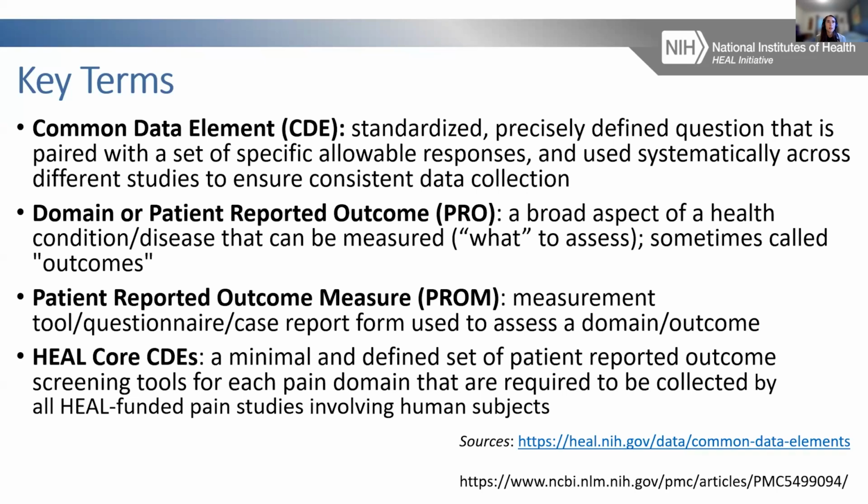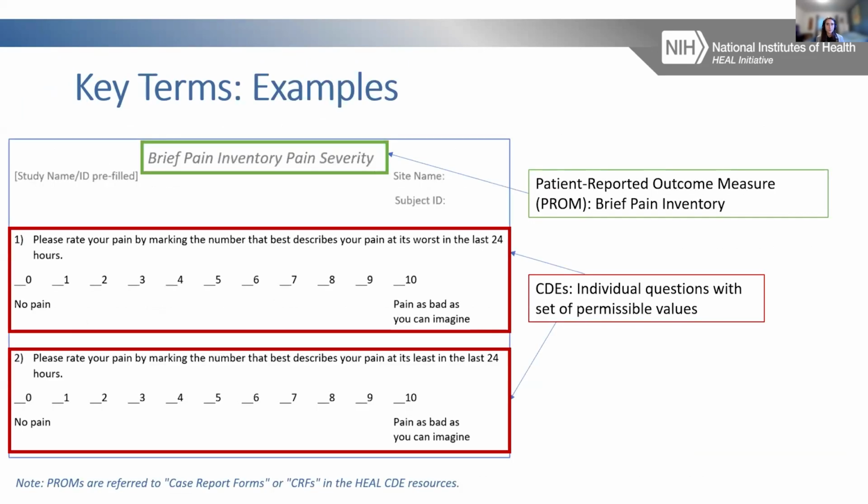A patient-reported outcome measure, or PROM, is a measurement tool or questionnaire used to assess the domain or outcome. This is how to assess something. For the HEAL CDE initiative, we use the term case report form to refer to PROMs. And lastly, the HEAL core CDEs are a minimal and defined set of patient-reported outcome screening tools for each pain domain that are required to be collected for all HEAL-funded pain studies involving human subjects.